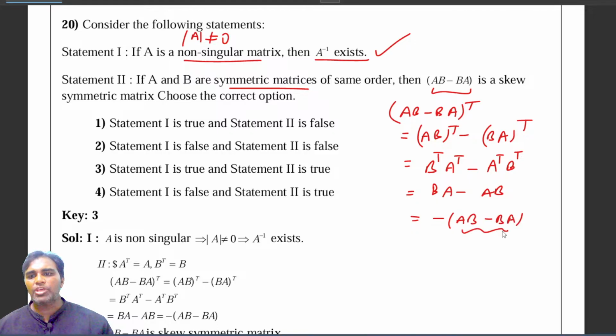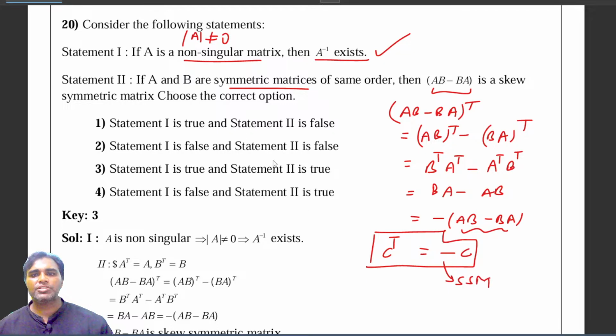For some time being, AB minus BA I will consider as C. So it is this one. C transpose is equal to minus C. It means it is which kind of matrix? Skew symmetric matrix. They are also saying the same. So statements 1 and 2 both are correct. So option 3.